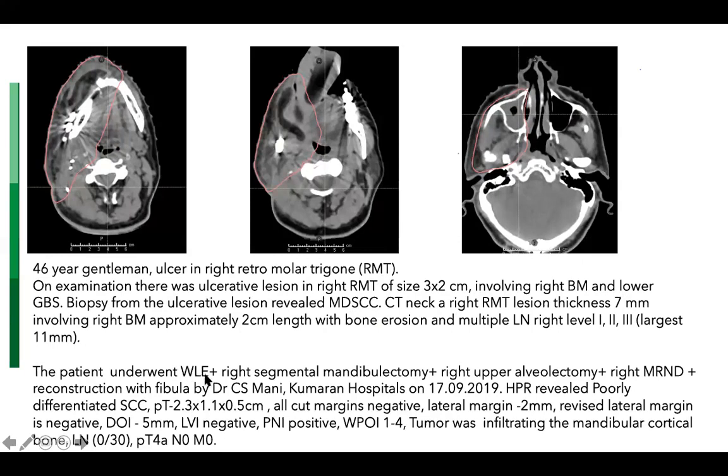He underwent a wide local excision, a right segmental mandibulectomy, and a right upper alveolectomy. So, right MRND. Interestingly, all cut margins were negative. The lateral margin is closed. Then there's a revised lateral margin. And then he's PNI positive. He doesn't have worst pattern of invasion 5, but the tumor is infiltrating the mandibular cortical bone, not involving the upper alveolar bone, which has been taken for margins.